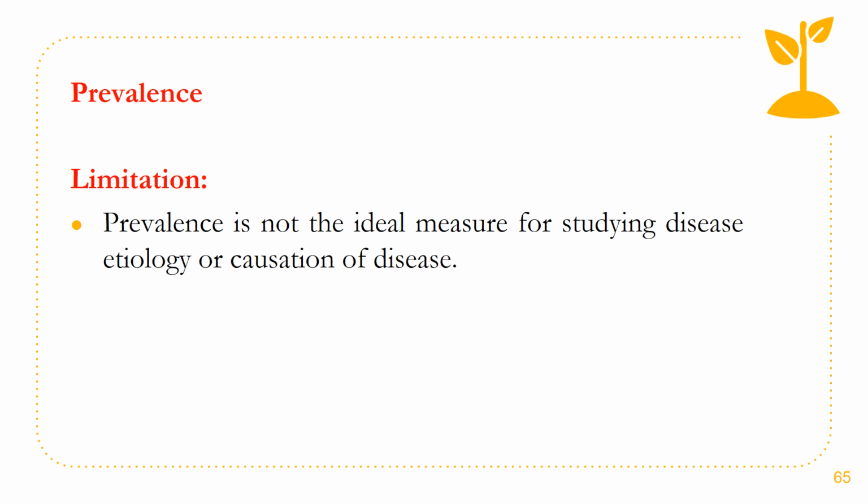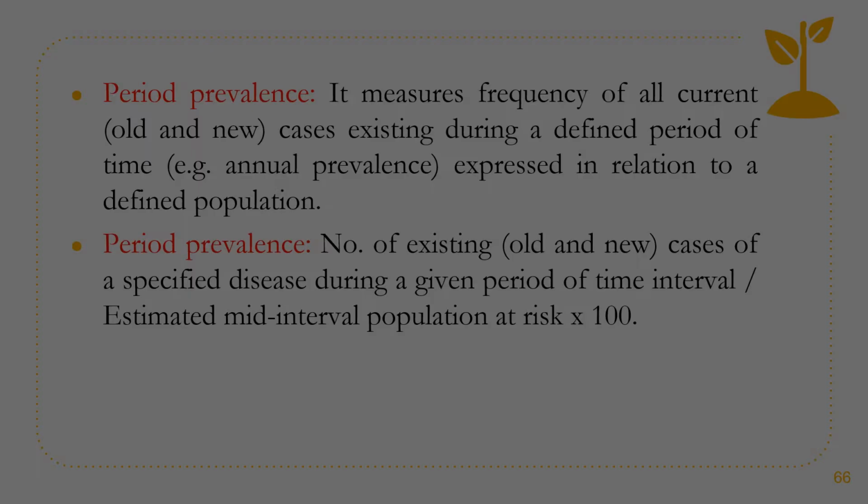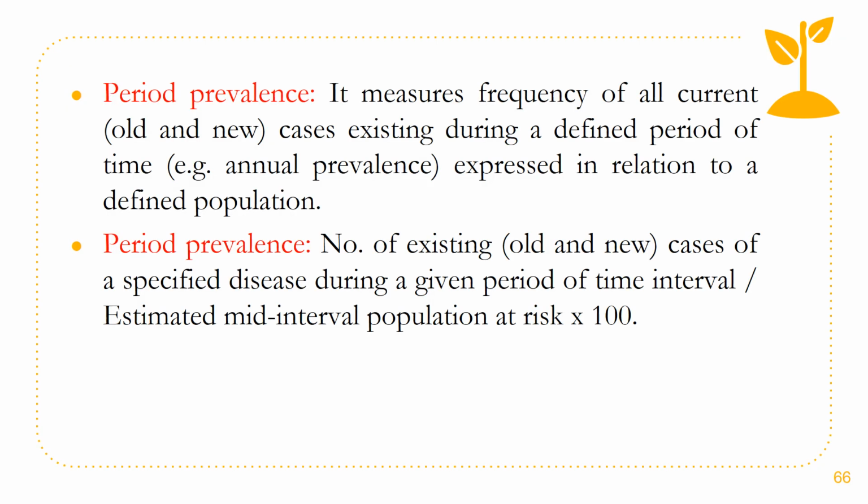So incidence is good, but it will take time. To check the incidence, you have to do a cohort study or a longitudinal study. For a prevalence study, we can finish off with a cross-sectional one. So that we will discuss in part 2, like what is cross-sectional, what is a cohort study and all.